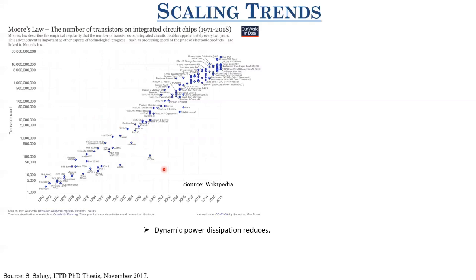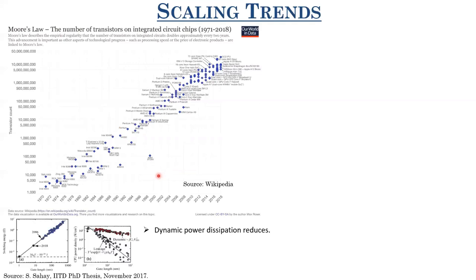But the dynamic power dissipation reduces. Why does it reduce? Because dynamic power dissipation is proportional to your capacitance and supply voltage. You are scaling the supply voltage, and you are also scaling the capacitance, so your dynamic power is reducing. However, because your channel lengths are reducing as you scale the devices, the short channel effects increase significantly. And once the short channel effects increase, the leakage power dissipation, which is your power supply multiplied by the off-state leakage current, increases significantly.